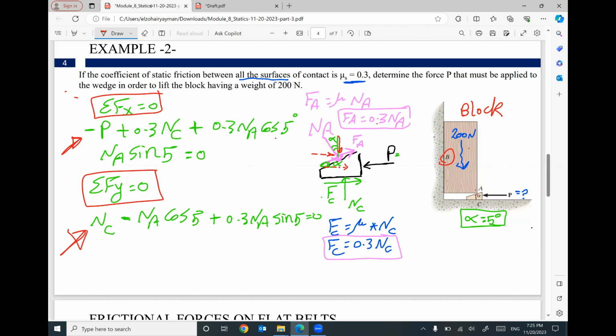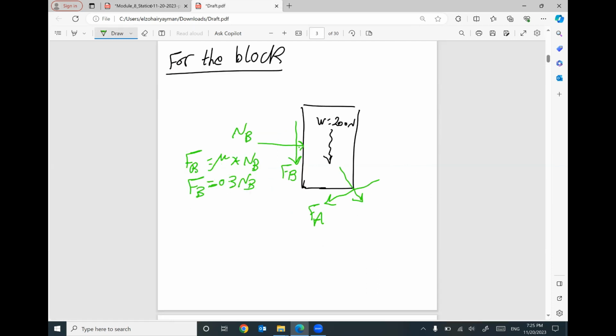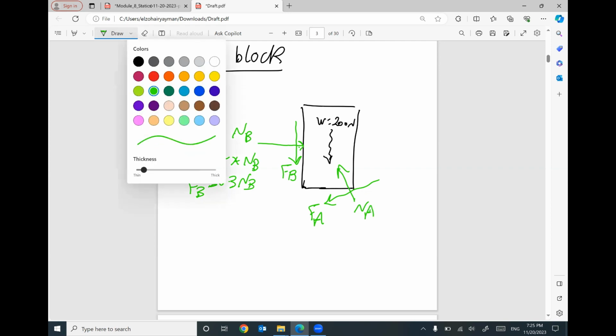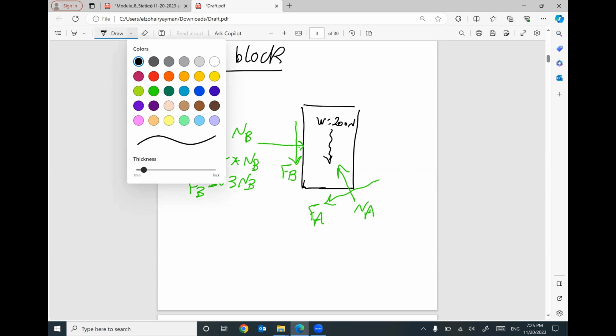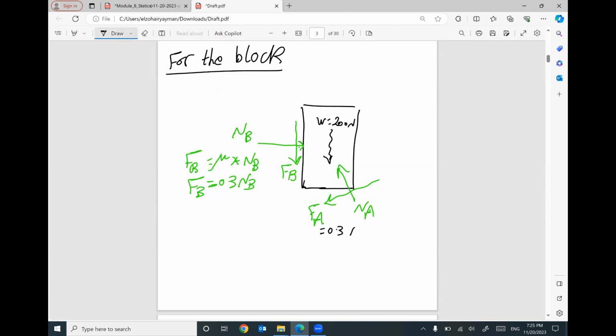NA coming down, I'm sorry, we have a mistake here. NA will be in this direction, opposite direction. Sorry, guys. This is the direction of NA. Since your wedge was something like this, and the FA was like this, and the NA was like this, so the two forces will be in opposite direction, same values, but in opposite direction on the block. That makes sense? Keep in your mind also, this FA equals 0.3 capital NA.